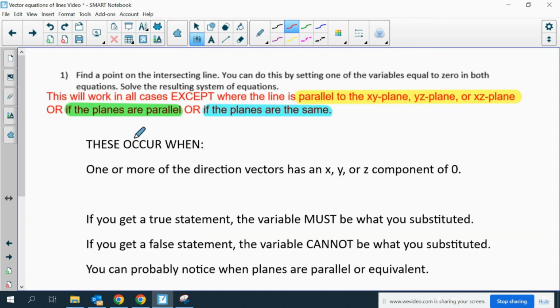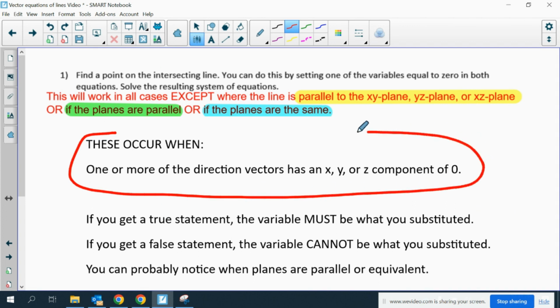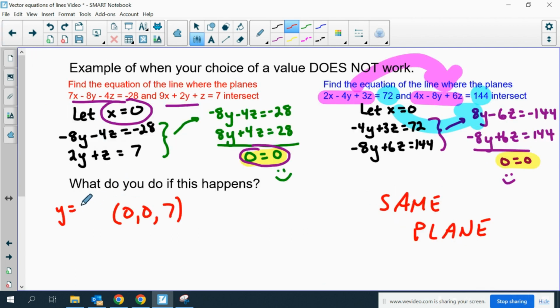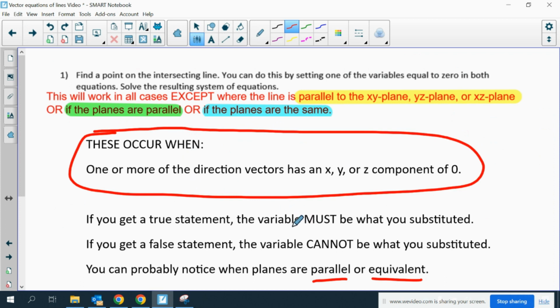So these cases occur when one or more of the direction vectors has an x, y, and or z component of 0. If all three of them are 0, then it's a parallel plane situation, or the planes are equivalent. If at least one thing moves, then you end up with a line that just has a component of 0, and you have to try something else. So like in these cases, we tried y equals 0, you could try z equals 0, something like that. But you must try something else if that's the case. If you get something that's true, the variable must be what you tried. If you get something that's false, the variable cannot be what you tried.